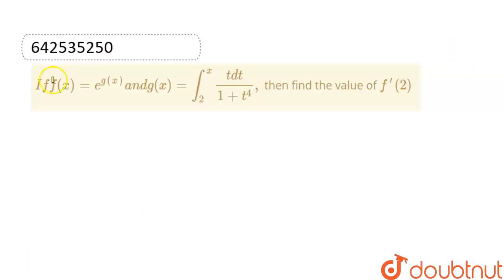Hello everyone, welcome to Doubtnut. Now the question is, if f(x) is equal to e to the power g(x) and g(x) is equal to the integration from 2 to x of t dt upon 1 plus t to the power 4, then we have to find the value of f dash 2.